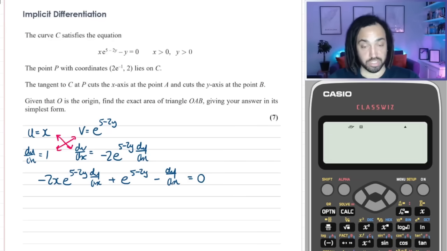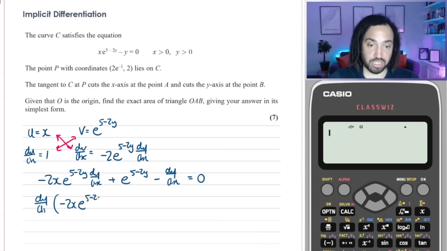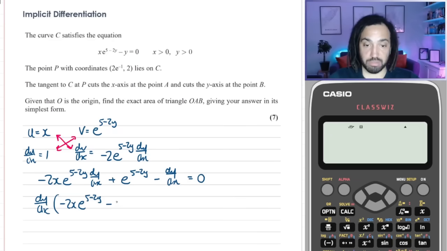Okay, so now let's collect up the dy by dx terms. We have, how many of them do we have? Well, we have minus 2x e to the 5 minus 2y. That's this term here. And then this term here is just minus, there'll be minus one of them. And that will equal, move this term to the other side, so it'll be minus e to the 5 minus 2y.